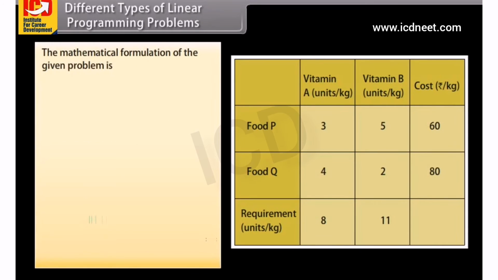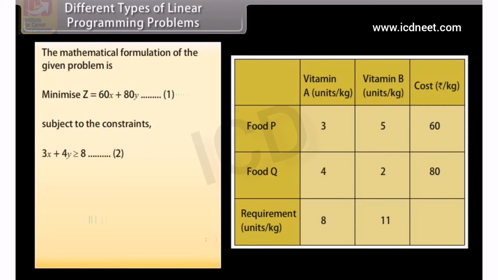The mathematical formulation of the given problem is: minimize Z = 60x + 80y. Mark it as equation 1. Subject to the constraints 3x + 4y ≥ 8, mark it as equation 2; 5x + 2y ≥ 11, mark it as equation 3; x, y ≥ 0, mark it as equation 4.